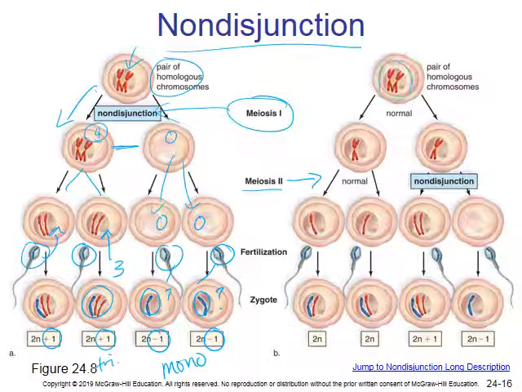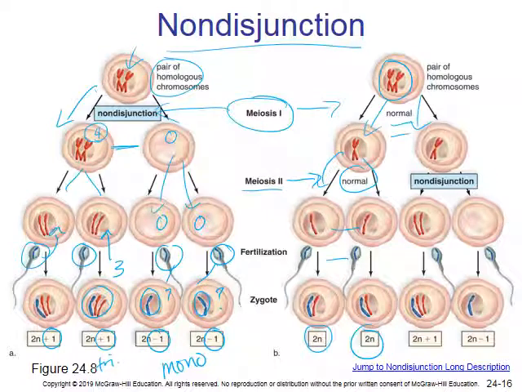So here's our pair of homologous chromosomes. They separate normally during meiosis 1. This daughter cell continues on its normal journey, and we end up with the correct number of chromosomes in our zygote. But if the non-disjunction event happens in meiosis 2 and it's only affecting this daughter cell, this daughter cell has 0, this one has 2, then we add 1, that gives us 3, or trisomy, and over here we have minus 1, which gives us monosomy.